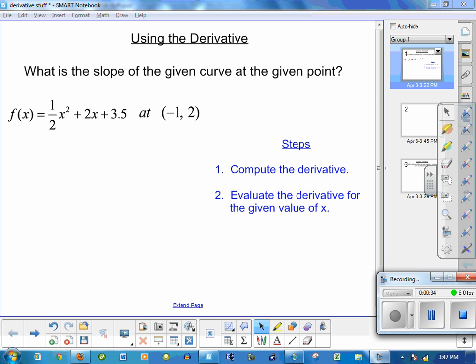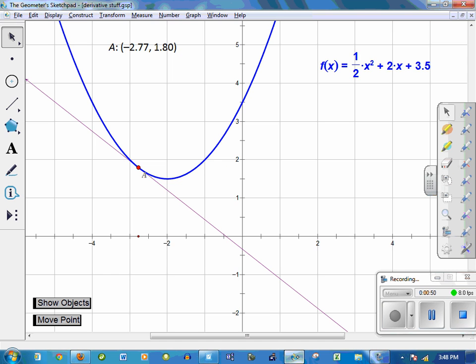Okay, let's examine what this means though. Let's make sure we understand it. The given curve here is f of x equals half x squared plus 2x plus 3.5. And we're going to talk about that curve at the point (-1, 2). So I actually took the opportunity to graph that over here in Sketchpad. If we notice here, the point on this curve, point A, will move around. And there's a line that's tangent to the curve through that point.